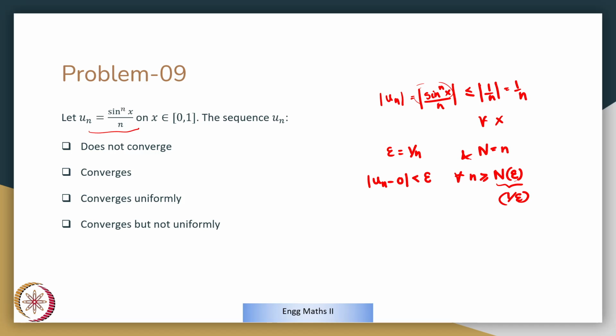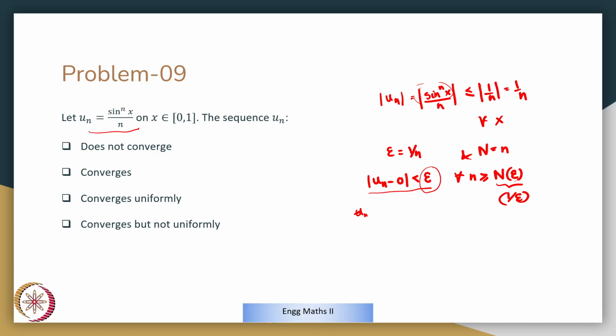So what does this tell us? This tells us that as the number n goes on increasing, un will keep on becoming smaller and smaller till it converges to 0, and it will always be within the neighborhood of 0 by a certain number epsilon, which is given by 1 by n, and therefore not only does un converge, but un also converges uniformly.